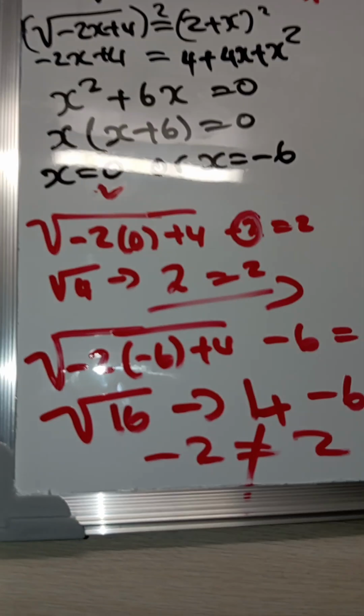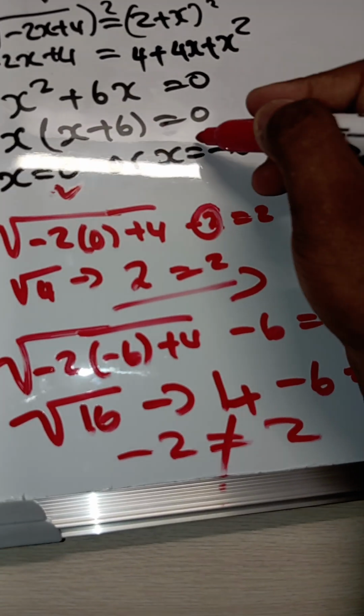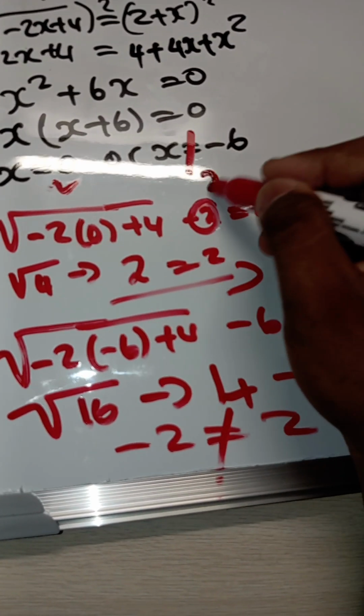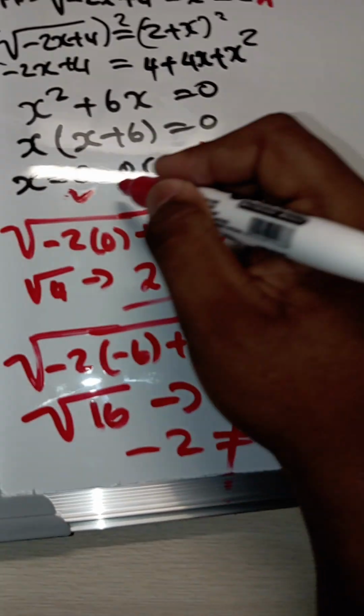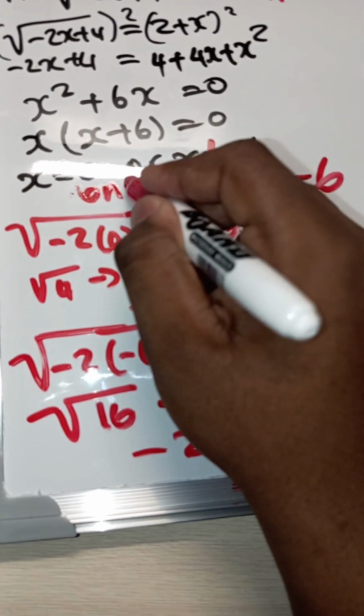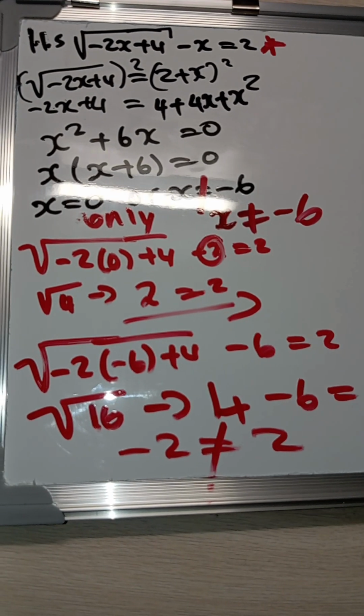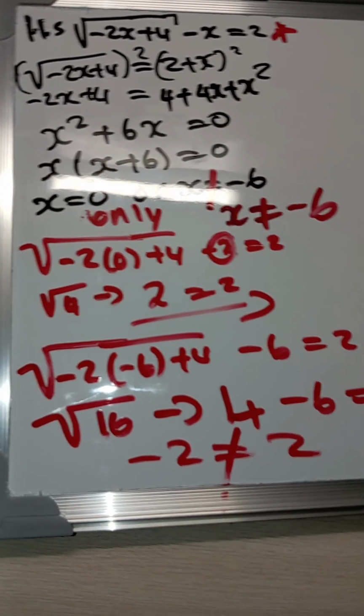So you come back to your equation here, then you just say therefore x is not equal to negative 6. Then x is equal to 0 only. Did you see how I did that question? Very, very important for you to understand it.